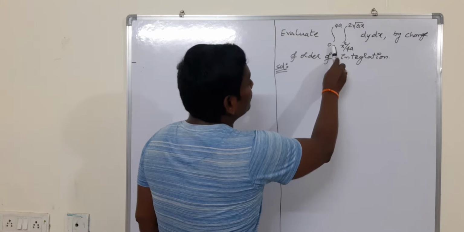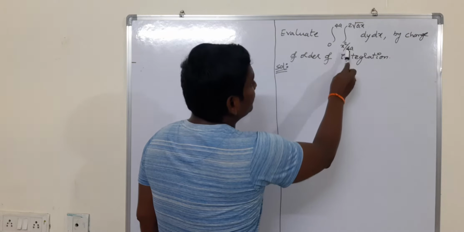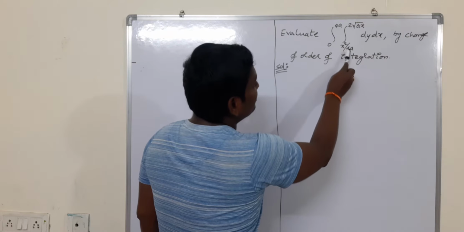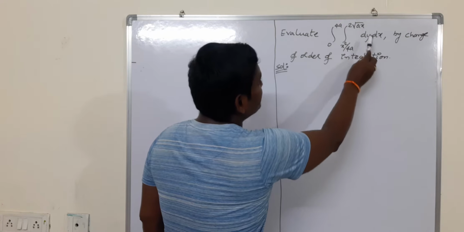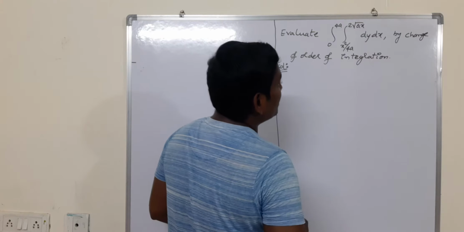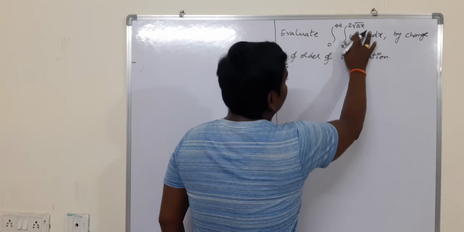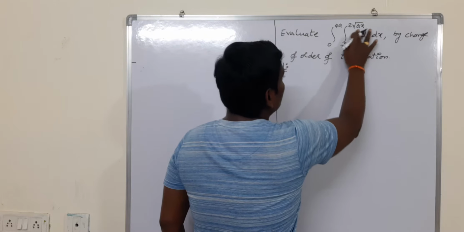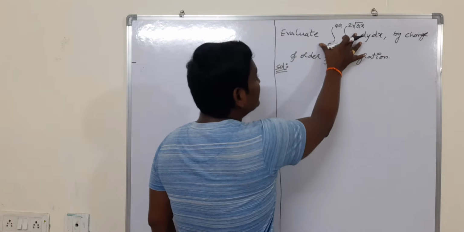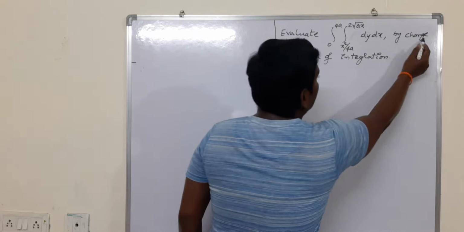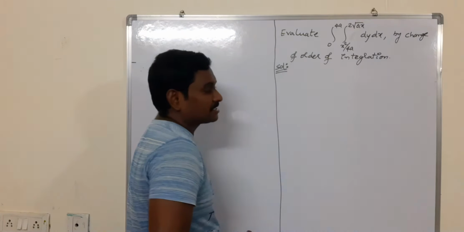The double integral whose limits are 0 to 4a. Inner integral limits are x square by 4a to 2 root ax, dy dx. Here the given function is 1. Okay, here the given function is nothing but 1. We have to evaluate this double integral by change of order of integration.